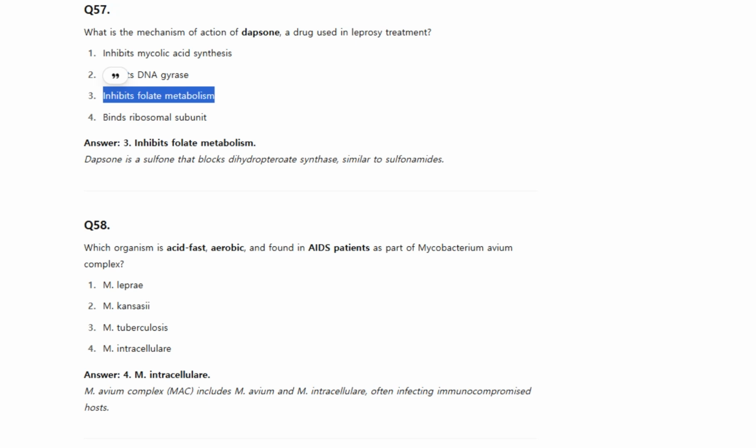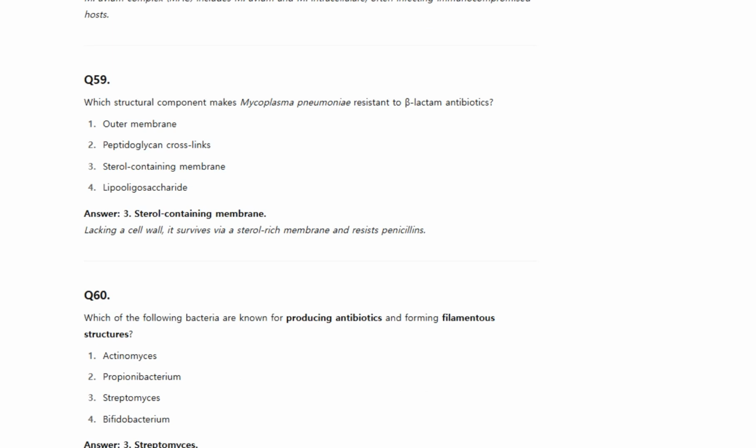Q58. Which organism is acid-fast, aerobic, and found in AIDS patients as part of Mycobacterium avium complex? 1. M. leprae, 2. M. kansasii, 3. M. tuberculosis, 4. M. intracellulare. Answer 4. M. intracellulare. M. avium complex includes M. avium and M. intracellulare, often infecting immunocompromised hosts.